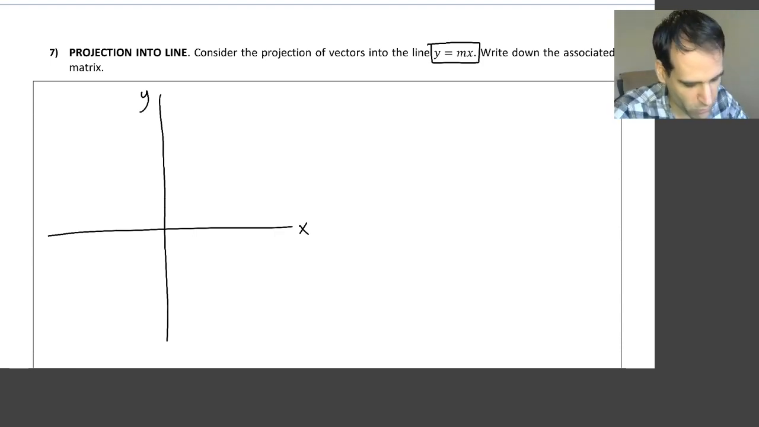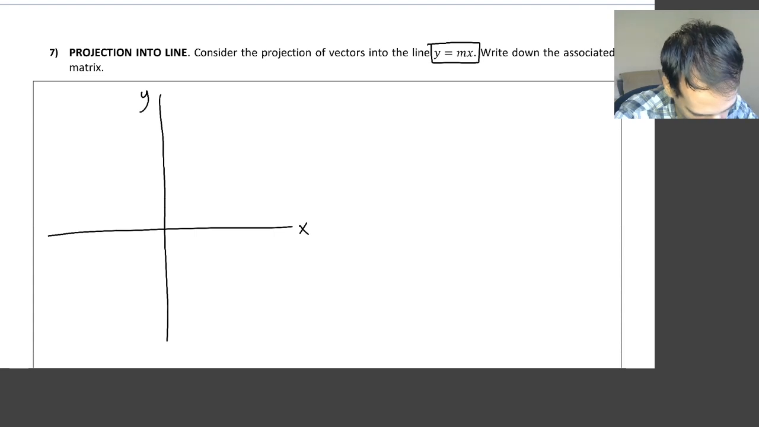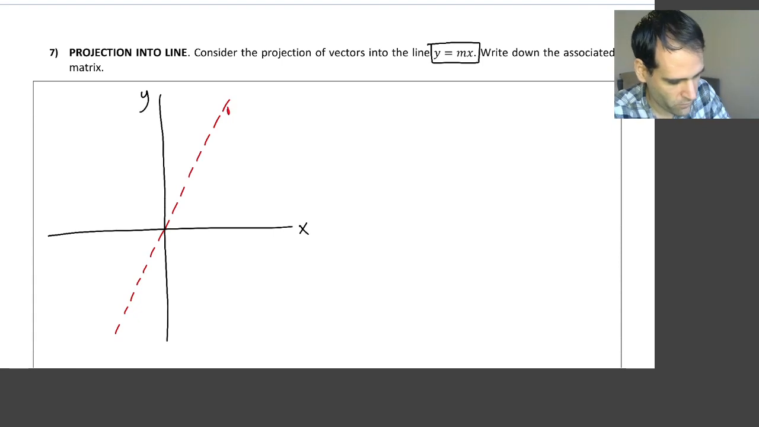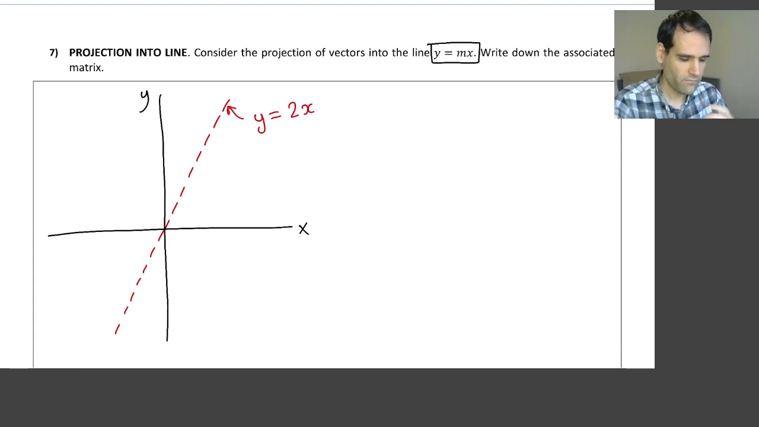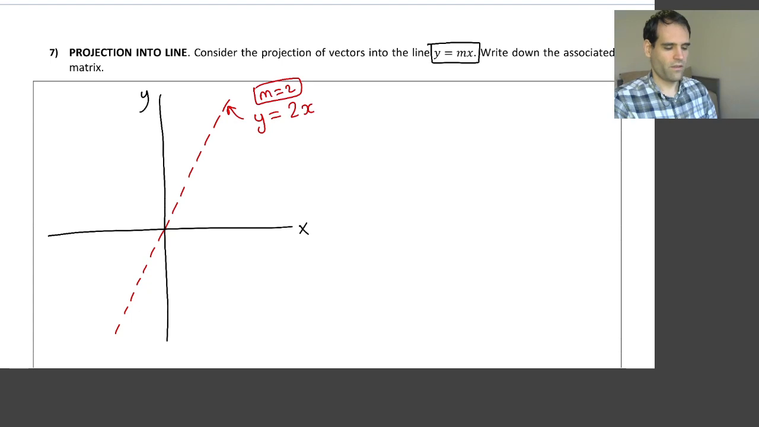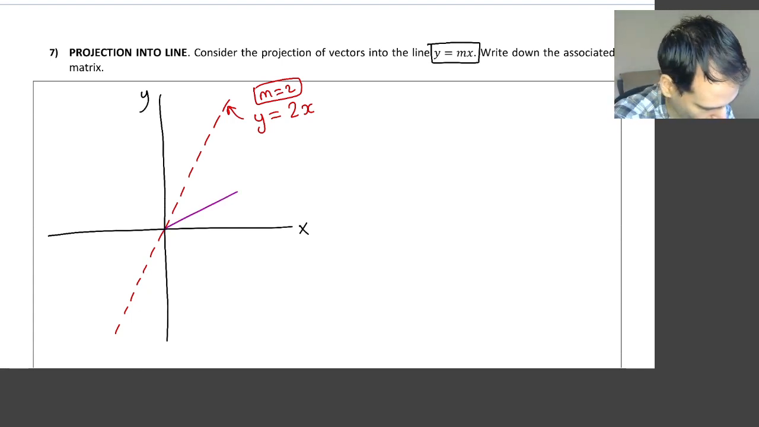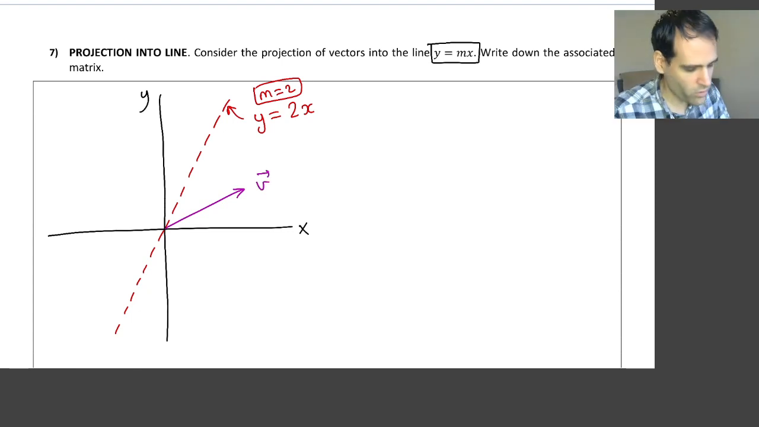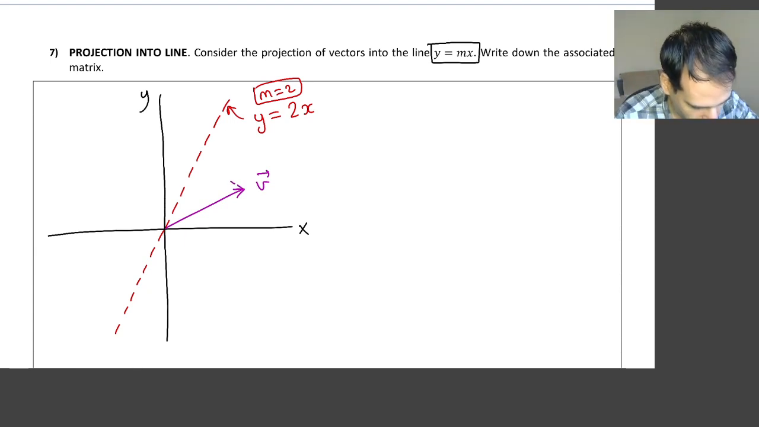So let's say m equals 2. Then the slope is equal to 2, so we have a line like this. This would be y equals 2x. What does it mean to consider the projection of vectors into this line? It means that if you have any vector v, we want to find the transformation which projects the vector into the line. So we want to find this projection.